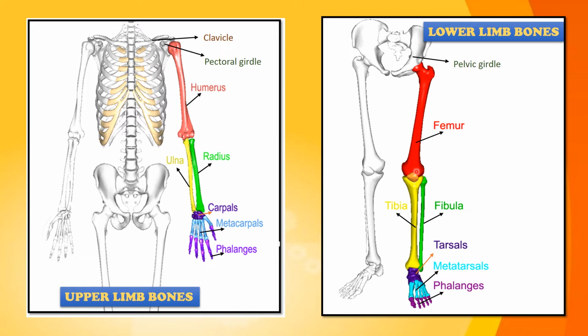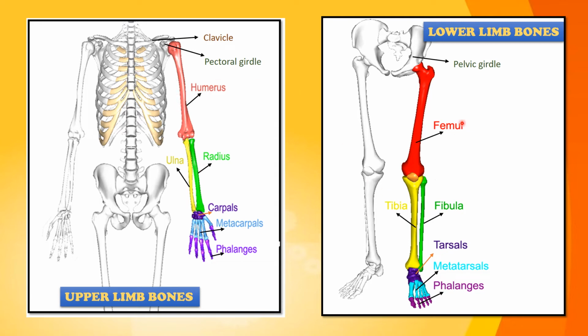Now, upper limb bones. Our arm consists of one long bone that is attached to the shoulder and two lower bones below the elbow, that is radius and ulna, and then a group of smaller bones in the wrist, hand and fingers. They help in gripping, holding and writing. The long upper arm bone is called humerus.